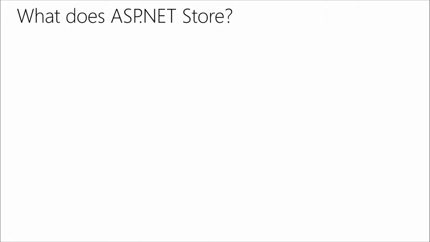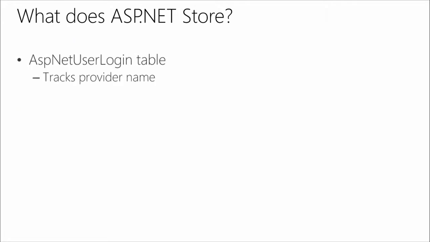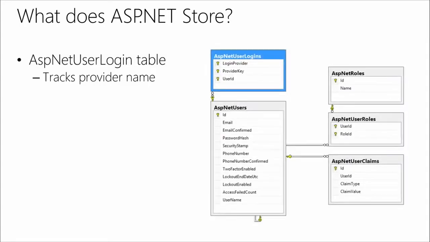Now, what does ASP.NET store in all of this? Your ASP.NET user logins table tracks the provider name and has a provider key as well. You have your login provider, which could be Facebook or Google, and then a provider key, which is some number that represents that provider, and your user ID, of course.